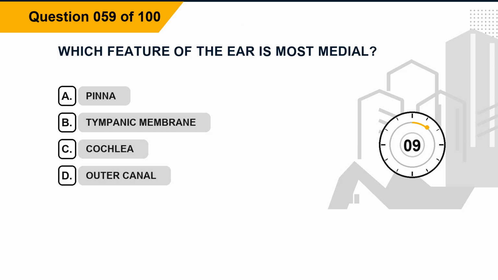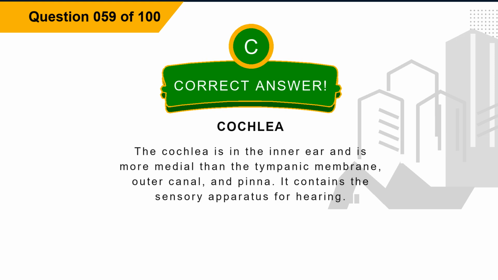Question 59. Which feature of the ear is most medial? Option A, pinna. Option B, tympanic membrane. Option C, cochlea. Option D, outer canal. The correct answer is option C, cochlea.